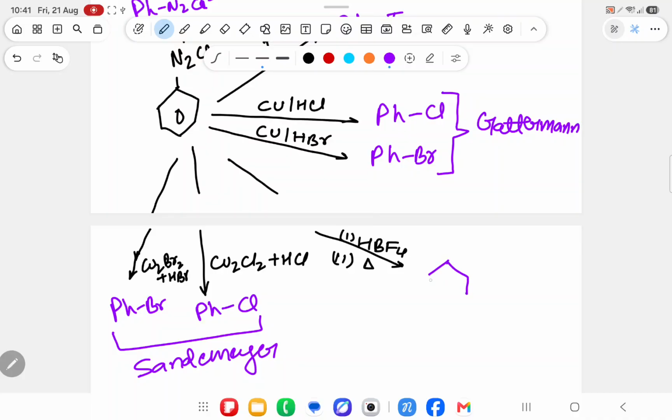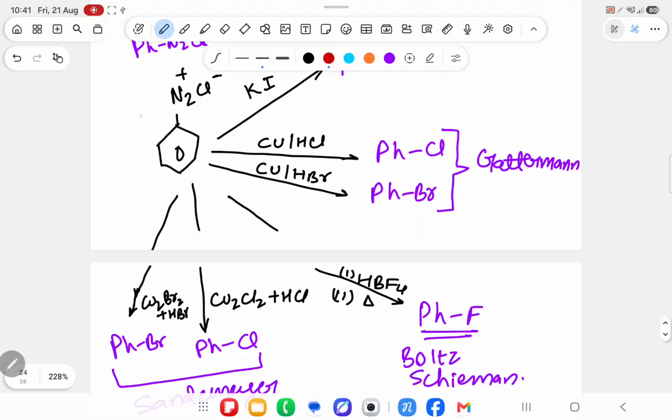Over here PhF will come, and the name of this reaction is Balz-Schiemann reaction. Understood, fluorobenzene can be formed by only two routes, one Schiemann reaction, one Balz reaction, and all these reactions will follow SN1 aromatic. This all will follow SN1 aromatic. So SN1 aromatic is also done. Understanding? So remaining SN1, SN2, everything is very small.